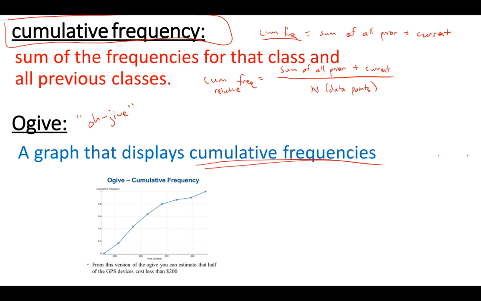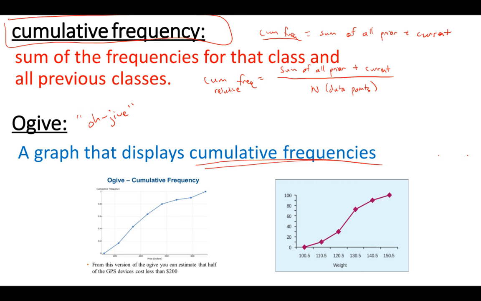And this is what they look like. They kind of look like line graphs, right? It's just we put some dots and then we connect them. And always it's going to be increasing the entire way. It's always increasing because we're talking about a cumulative, which means we're adding them up as we go, with the one before.